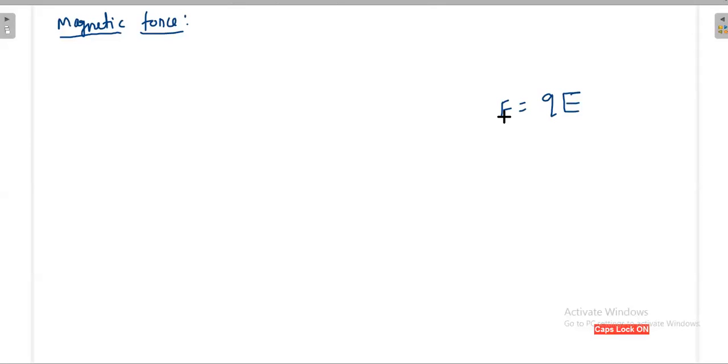Force in case of electric field is Q into E, it is very clear. Q is your charge, and this is the electric field produced by some other charge. Now what is the force on you? That is Q into E. The more the charge, or the more the external electric field, the more force you will feel. So similar to the electric force, there is also a magnetic force.